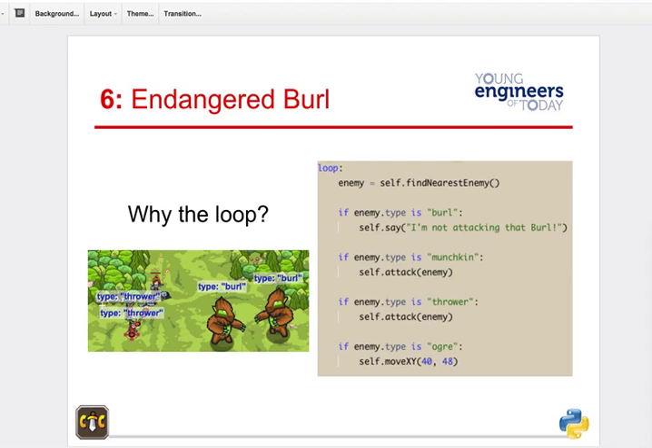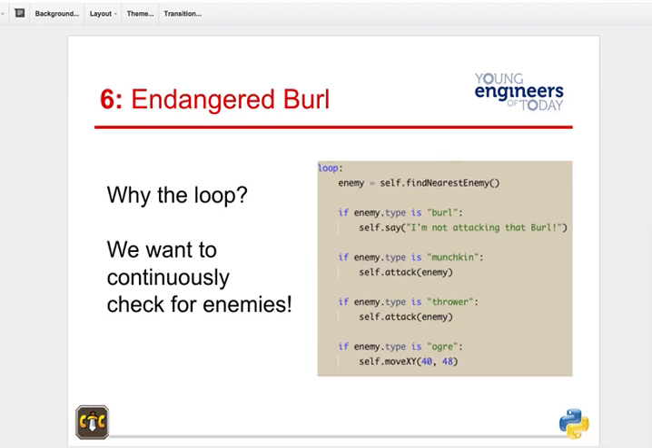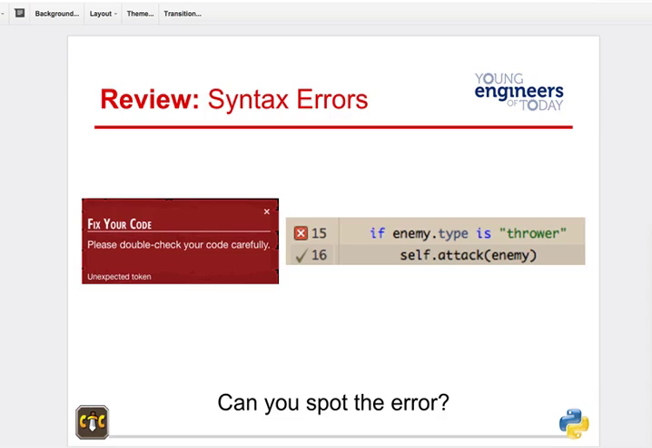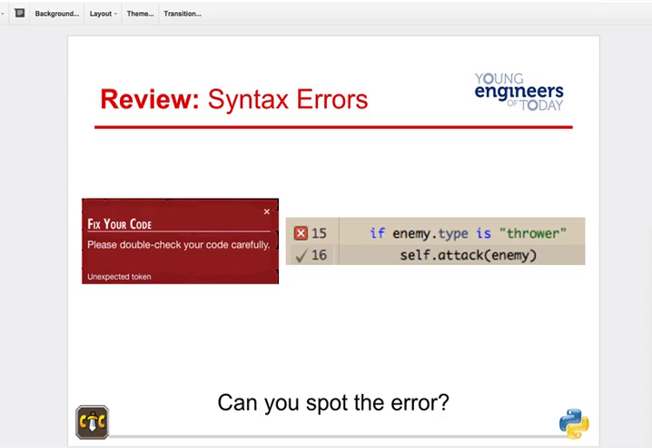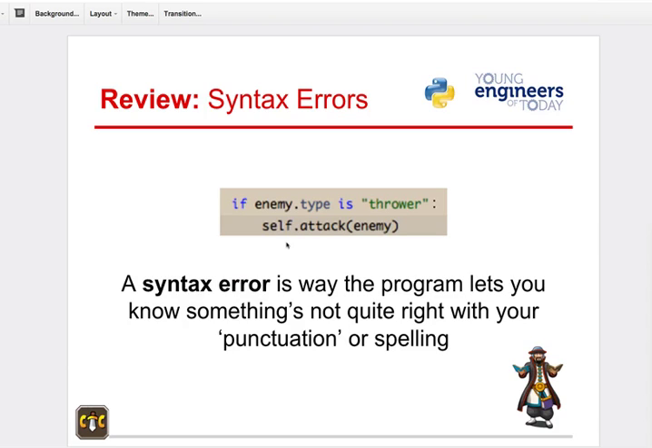We use a loop in this case because we don't know what we're going to run into. We want to continuously check for enemies. Look for errors. You know, there's no semicolon. If the enemy is attacked, you need that. So there it is. Now it'll work.